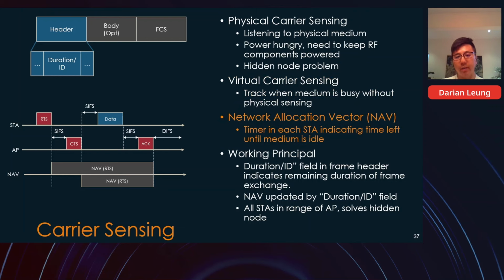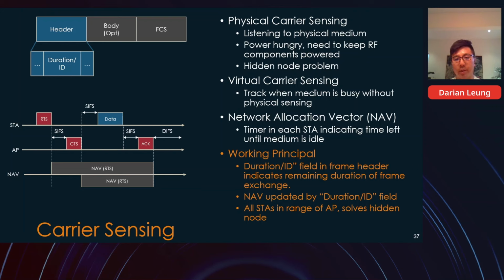The way this is achieved is through the network allocation vector, or NAV. The NAV is basically a timer in each station, which indicates how much time is left until the medium is idle. This allows the station to shut down its radio to save power and power it back on only when the NAV expires. So, how does the NAV know how long the medium will be busy for?